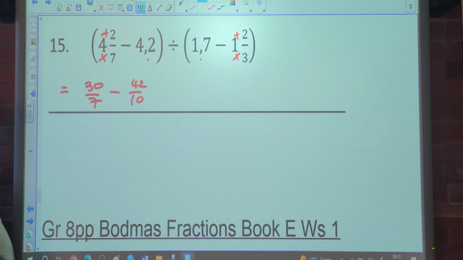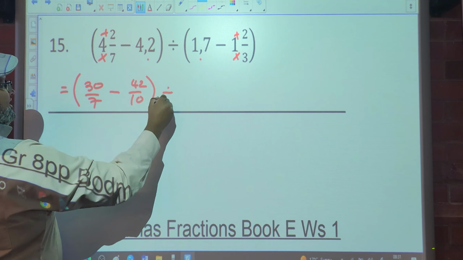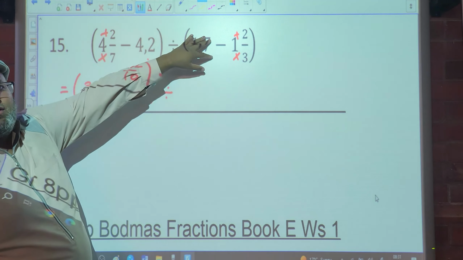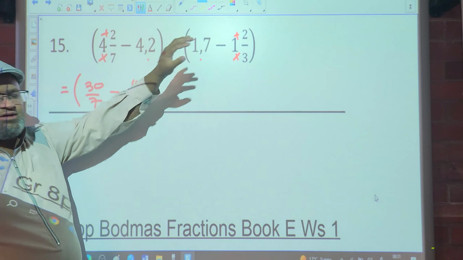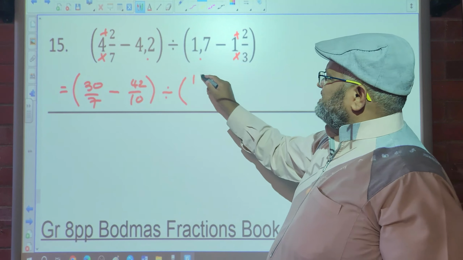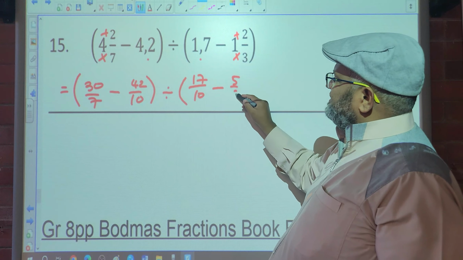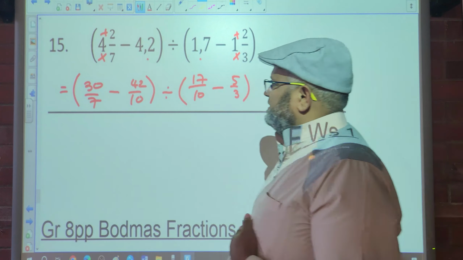Can I drop this bracket? No, why not? It's not one fraction yet. Okay. Can I swap this around? No, it's not one fraction here. Okay? So it's going to be 1.7 can be written as 17 over 10 minus 1 and 2 thirds, that's going to give you 5 over 3.